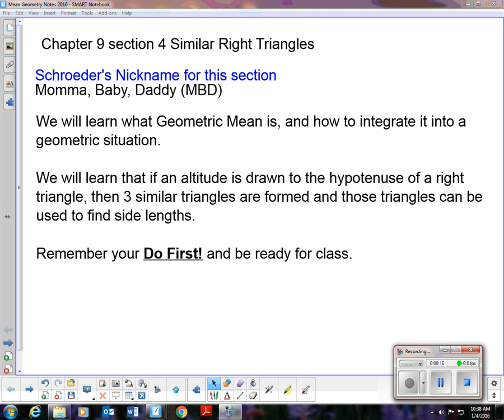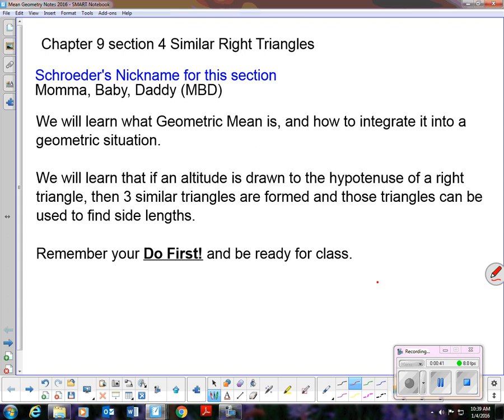All right, so my nickname for this section is actually called Mama Baby Daddy. I abbreviate that to MBD, and we'll explain why in just a minute. We're going to learn about what geometric mean is and how to integrate it into geometric situations. That is an Algebra 2 topic that you'll see again then. And also we will learn that if the altitude is drawn to the hypotenuse of a right triangle, then three similar triangles are formed, and those triangles can be used to find side lengths.